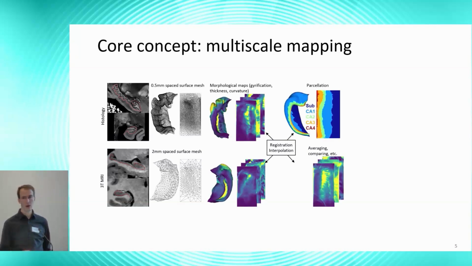So we have a canonical unfolded subfield atlas, which comes from BigBrain and several other histology data sets as well. And we can also do operations. For example, we can average between subjects, or we can run spatial correlation between subjects, or all kinds of statistics in that standardized unfolded space.